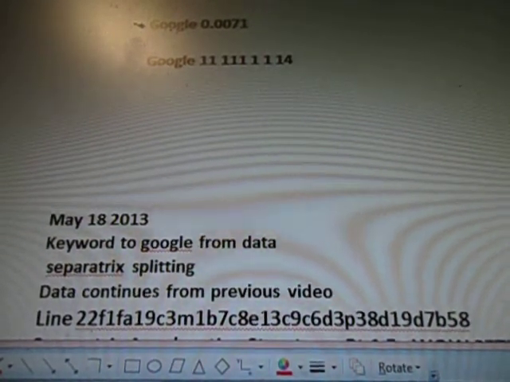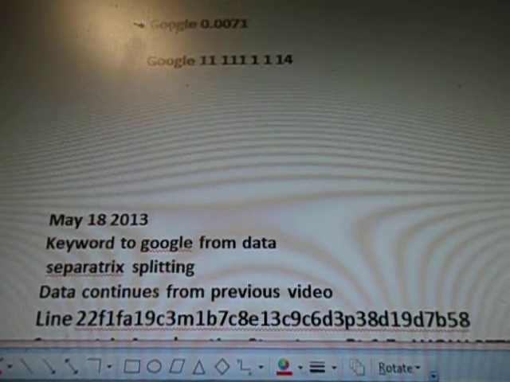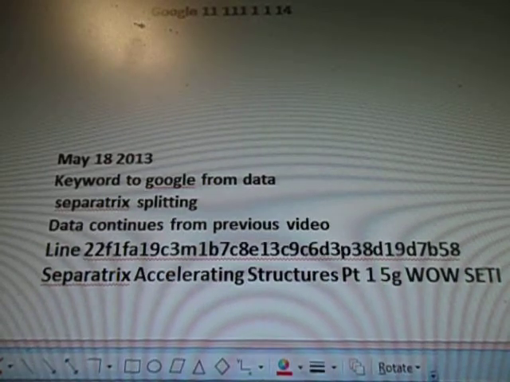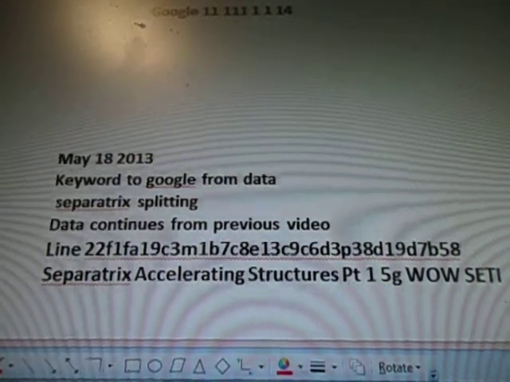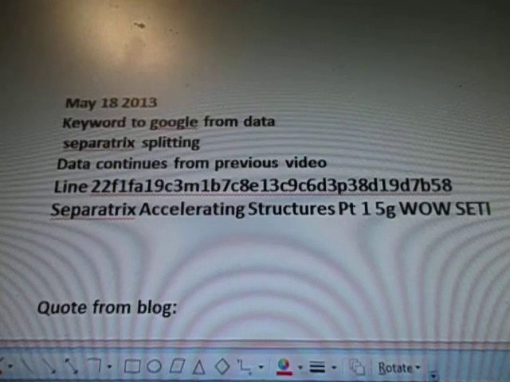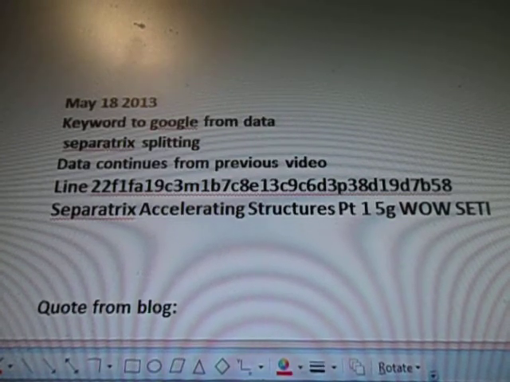Oscillations, transverse electron, wave modes, keyword research to be filmed. Wow, data. I guess I got allergies or something. May 18, 2013. Today's June 22nd. So we're talking about separatrix splitting in several videos. The last two, of course, the last one was 7b58, separatrix accelerating structures part 1.